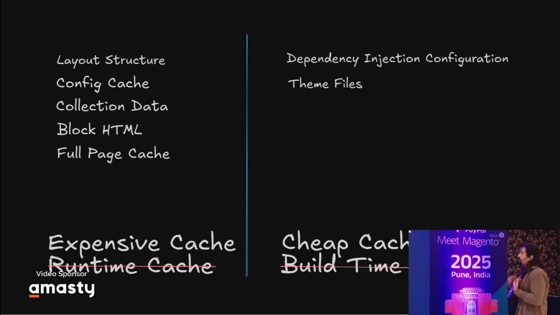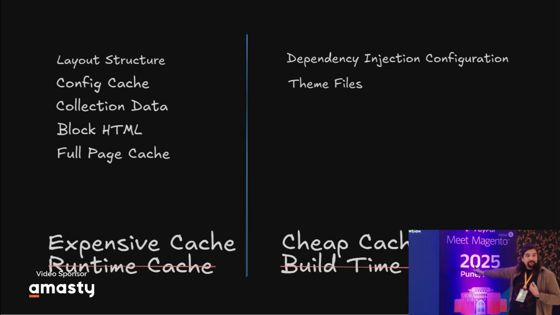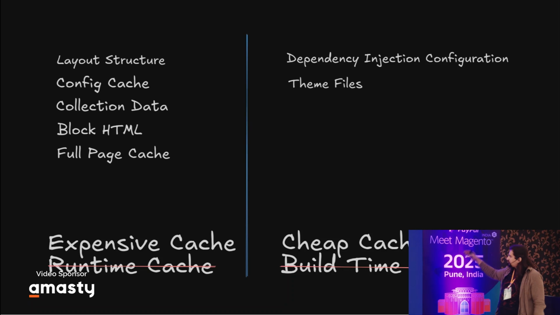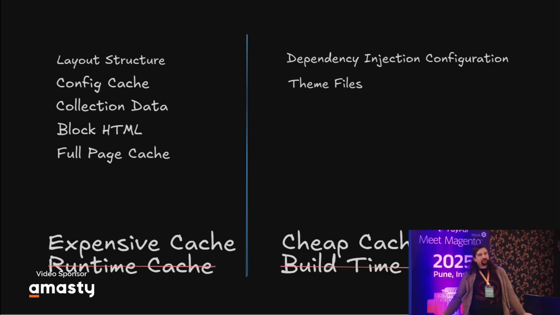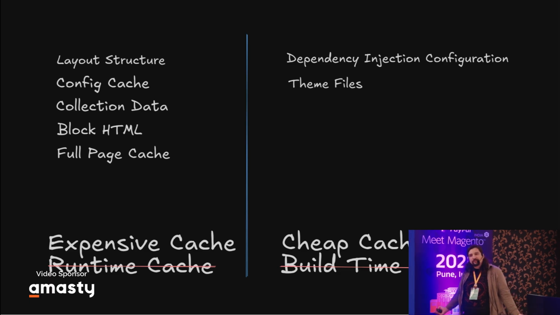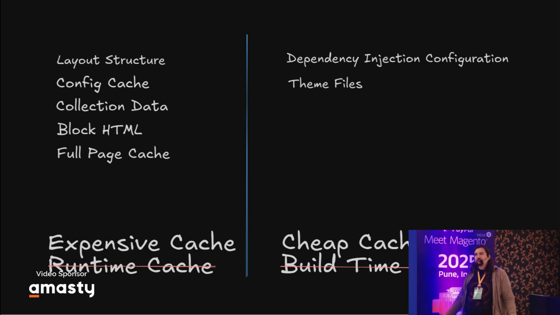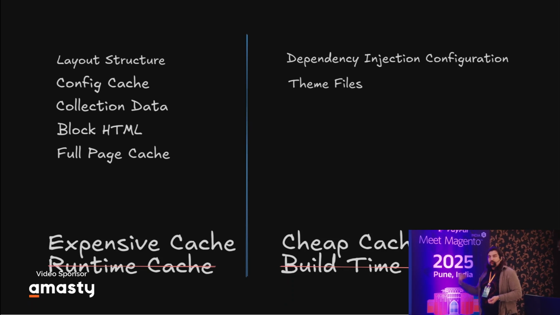In my honest opinion, everything that is on the left, as much as possible, needs to move to the right. Because I want to make sure that when we build our build artifact, we have already all the cache we need. Honestly, layout structure is already based on XML files on a file system. You already know when you deploy the project what the final layout structure is going to be. Configuration cache as well, right? Only a couple of values are changing based on environment or based on database table queries. So this is one thing that needs to be moved to the build time.